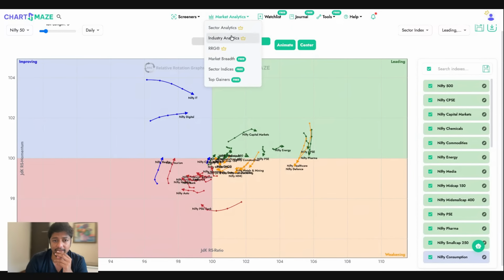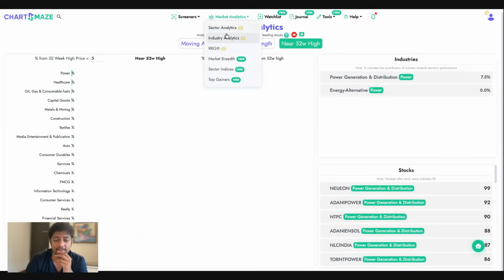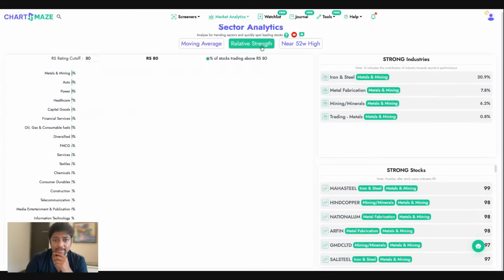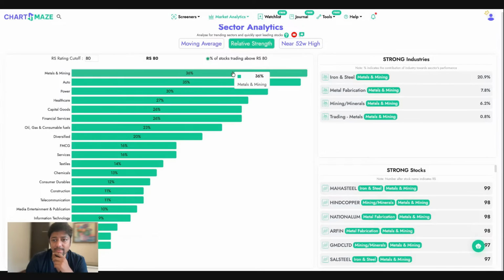So even if I look at sector analysis and relative strength, it shows metals and mining. In metals and mining, it shows all these companies, Hindustan Copper, National Alum, but all of these companies are very trend-based. These are not sustained trends because of the entire imbalance in the world. These are the companies that are doing well.